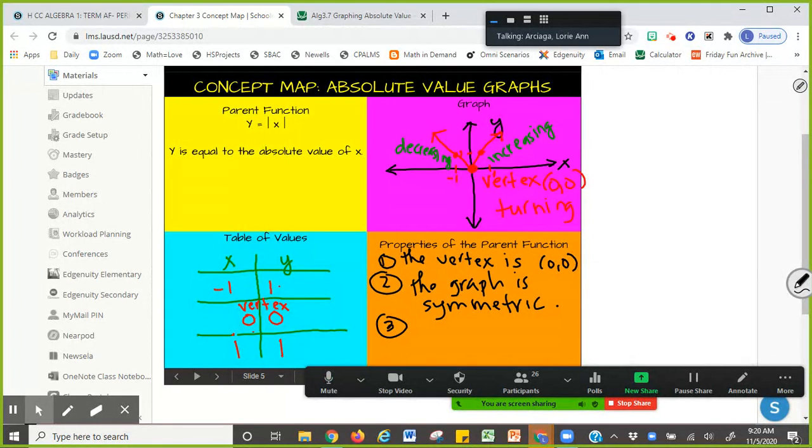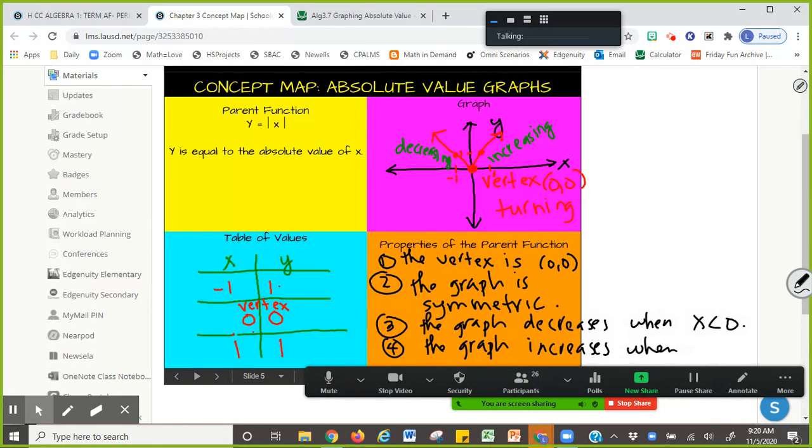So number 3, now I label these ones as decreasing and increasing, right? So that means the graph decreases when, so when is it decreasing? It's decreasing to the left of 0, right? So that means when x is less than 0, it's decreasing. On the other hand, the graph increases when x is greater than 0. So why is that? Well, because to the right of 0, the graph is going up.